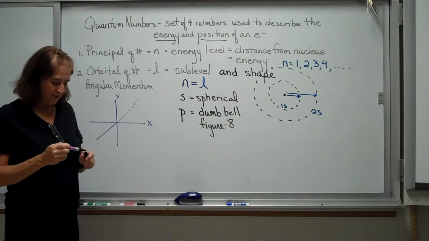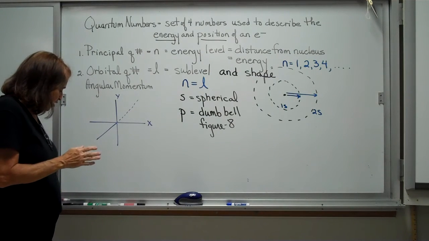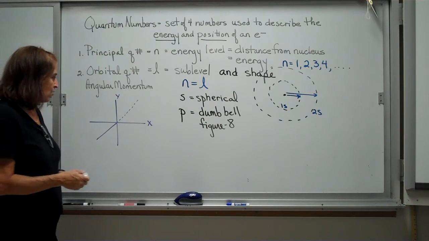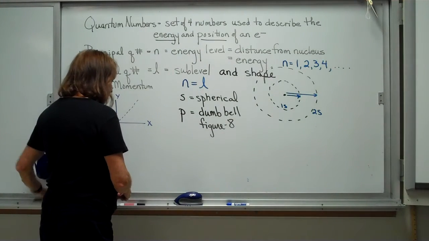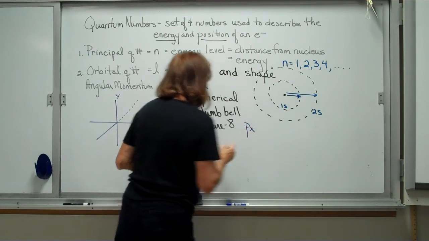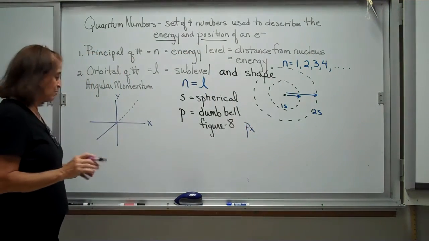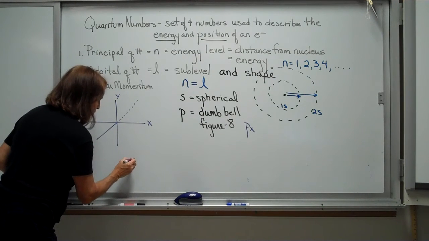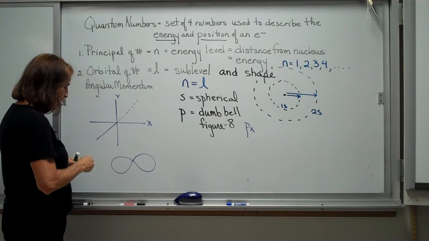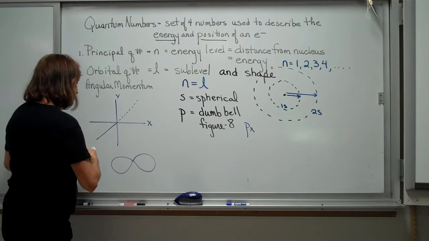These p sublevel electrons occupy certain regions in space. And so, if we have p in the x, p in the x is dumbbell or figure 8 shape. It would look like this. And if I were to draw it on the set of axes, like this.